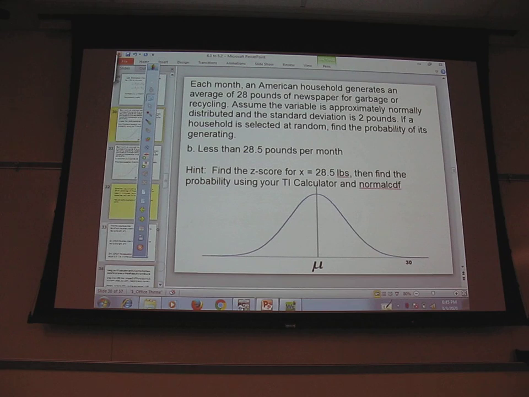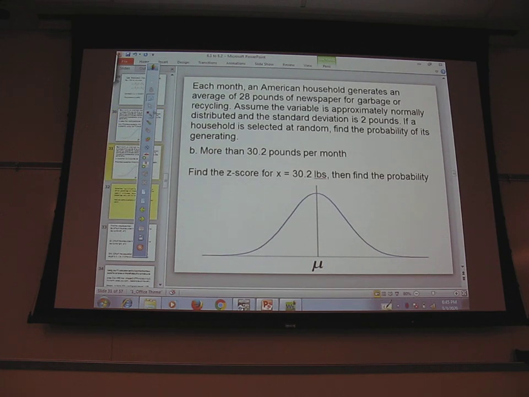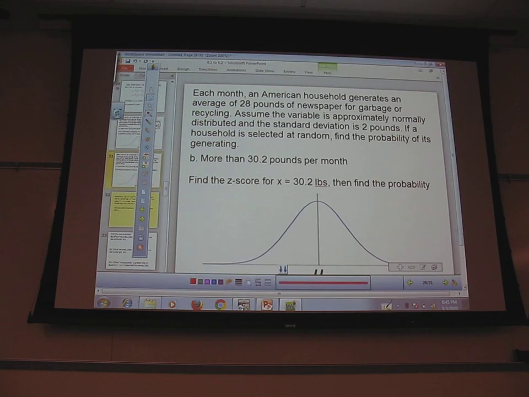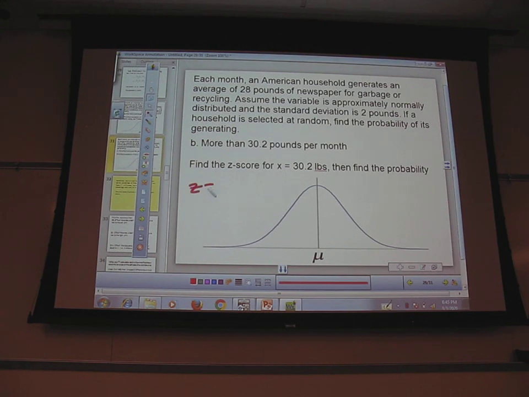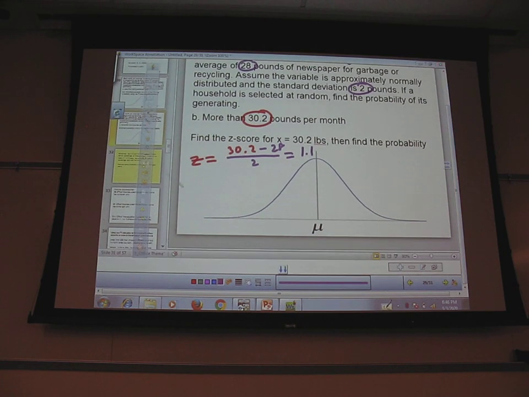And then the last one, again, find your z-score. Z equals, for what? This number. That's my x value. I need to find the z-score for that. More than, less than, or between. I need to find those z-scores for those numbers. So 30.2 minus, what's my mean? 28. What's my standard deviation? 2. And you guys get 1.1. So put 1.1 in here.